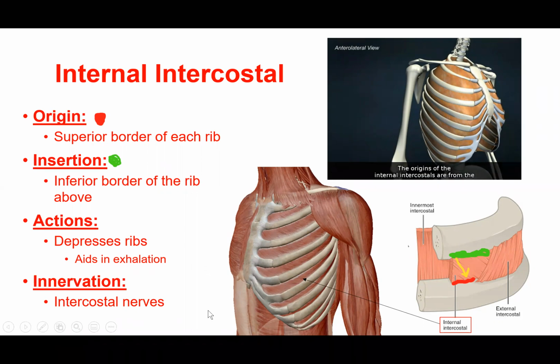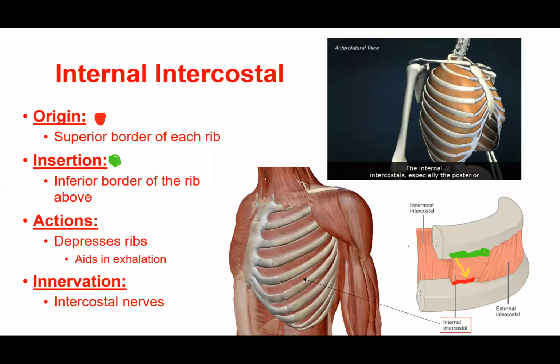The origins of the internal intercostals are from the superior borders of the ribs and costal cartilages below. The fibers pass superiorly and anteriorly to insert onto the inferior borders of the ribs and costal cartilages above. The internal intercostals, especially the posterior portion, depress the rib cage during forced expiration. They are innervated by the intercostal nerves.